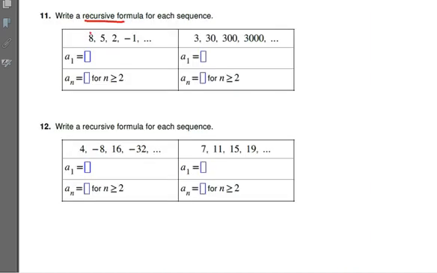Okay, getting close to wrapping things up here. We'll write the recursive formula. So we'll look and see what's going on here. From 8 to 5, that's a minus 3. 5 to 2, that's another minus 3. 2 to negative 1, that's another minus 3. Clearly, this is arithmetic. The first term is equal to 8. And the nth term is the previous guy, so a sub n minus 1 minus 3.